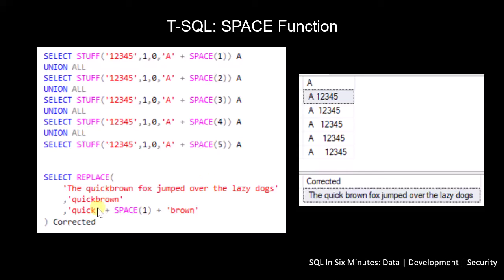And then, of course, we also can see it being used in this function here, which is the REPLACE function. So we have the quick brown fox jumps over the lazy dogs. We see quick brown is together, so we need a space between quick and brown. So we, of course, replace quickbrown with quick, SPACE(1), brown, and then it's corrected.